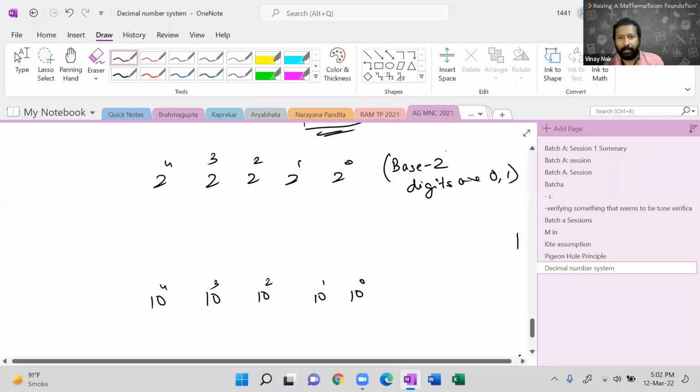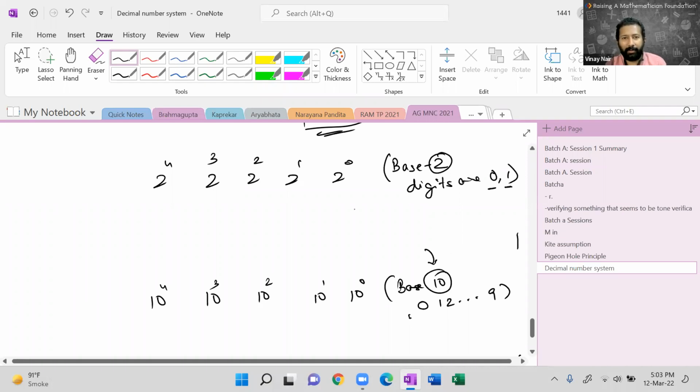Yeah, yeah. So 2, we are calling this as base 2 because, as Mrudula said, we have 2 digits as choices, and base 10 is because we have 10 digits as choices, 0, 1, 2, 3, all the way up to 9. So the number of digits we have as choices, we call that the base. So if you have 59 digits, we call it base 59. If you have 31 digits, we call it base 31.